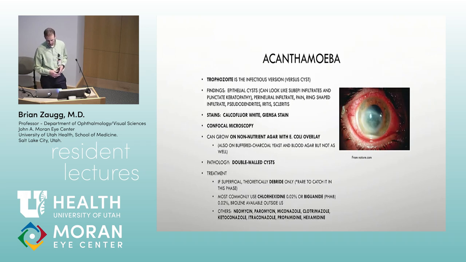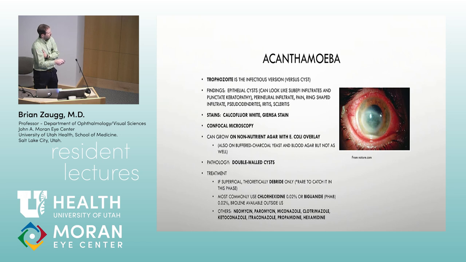So if you look at all the different issues with acanthamoeba, it's a trophozoite. It has these epithelial cysts, which is where you can actually cure it if you can get it out at that point. As soon as it gets into the deeper ring-shaped infiltrate, then you're probably ending up with a PK because it's hard to get it to completely clear. Confocals are really your best tool. You can get it to grow on this fancy plate that's always on OKAPs, non-nutrient agar with E. coli overlay. They're double-walled cysts, which is what you're looking for on the confocal.